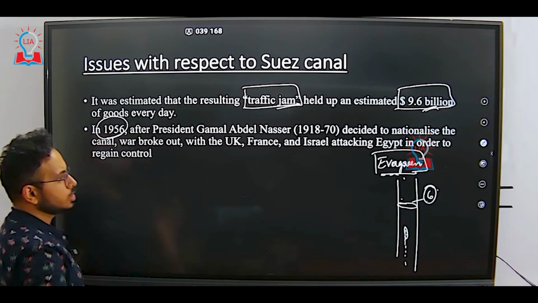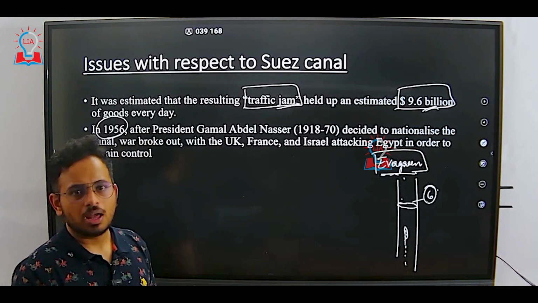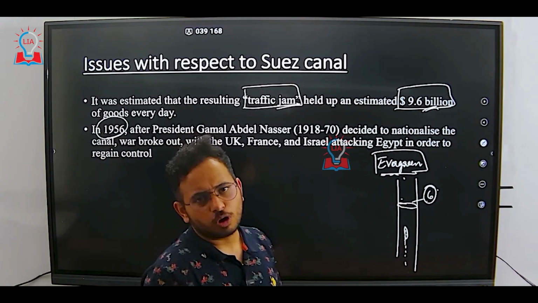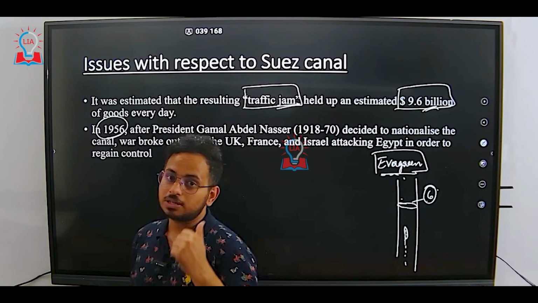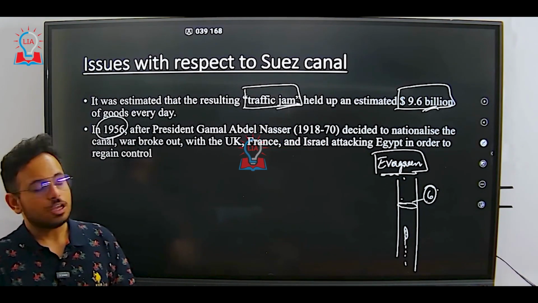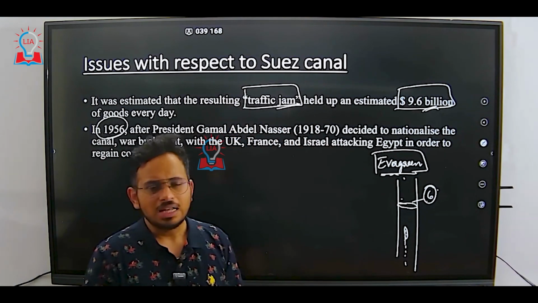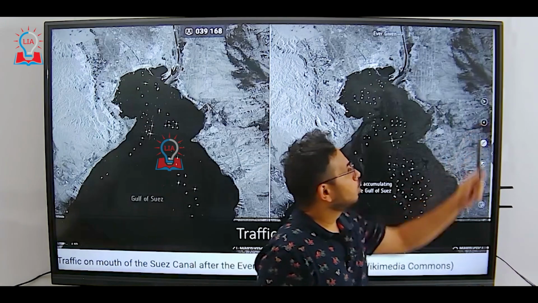In 1956, President Abdul Nasser nationalized the Suez Canal, and during this time there was a Suez Canal crisis which involved France, Britain, and Egypt. This was a time period when Abdul Nasser actually blocked the Suez Canal for some time. So if any such situation takes place in the near future, then it becomes really hard for the entire world to cope.